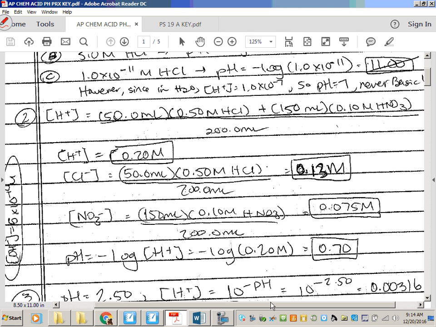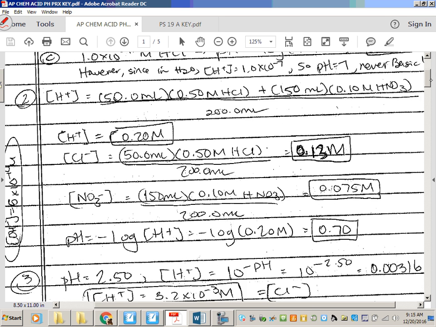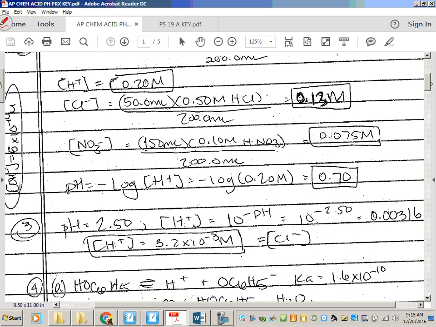So then you had to do the other concentrations as well. The HCl delivers the Cl, so I just plugged in HCl, M times V gives you millimoles, divided by the total solution volume, and we get 0.13 for chloride's concentration. Similar story with nitrate, dividing by the total volume to get 0.075 for nitrate's concentration. And then for your pH, you just take the concentration of your H+, plug it into negative log, and that's 0.7, so that should make sense. We have 2 strong acids, so pH is very low. That's good. It should reflect that.